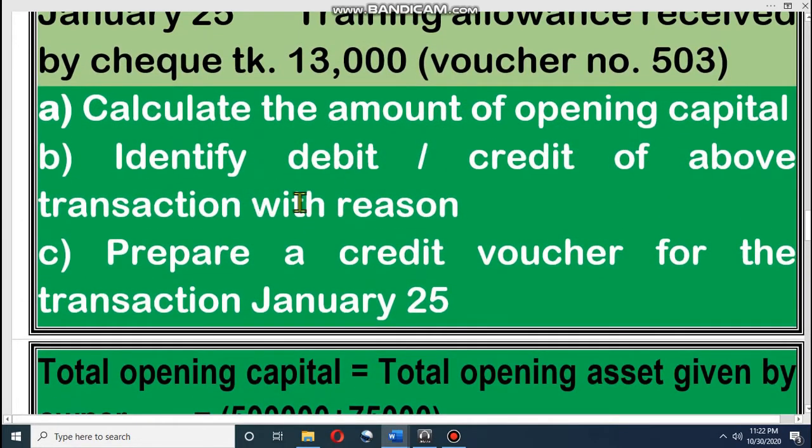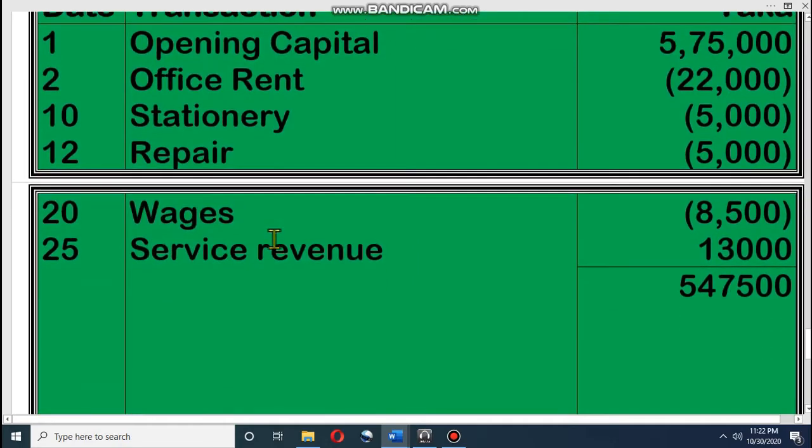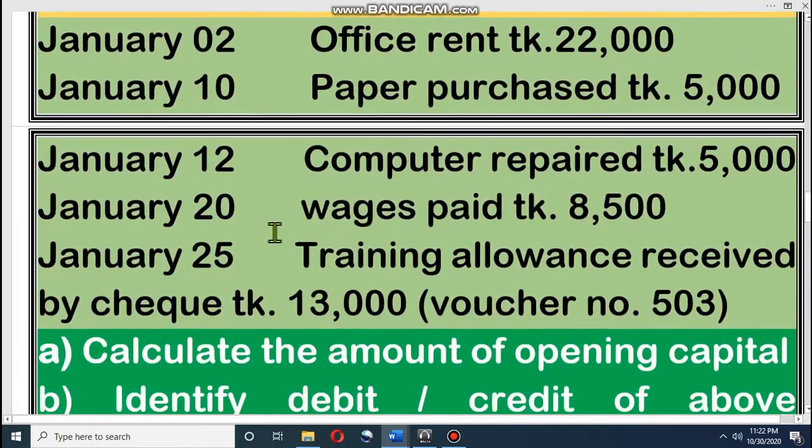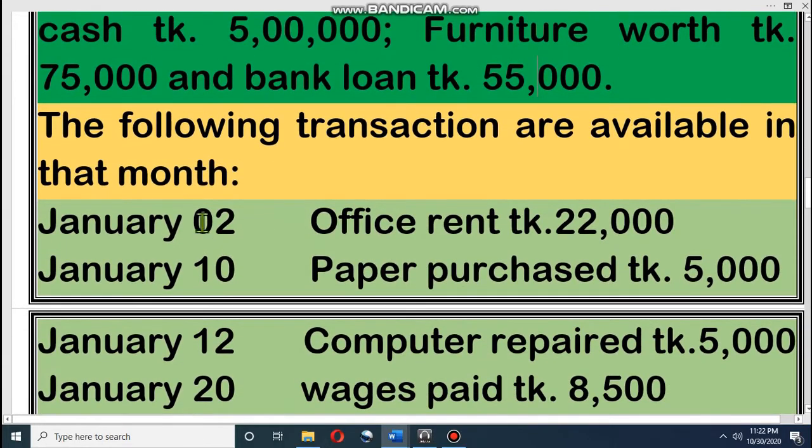Now requirement B: identify debit and credit with the above transactions. That means we have to find the amount of debit and credit with the above transactions. Let me discuss it at first.